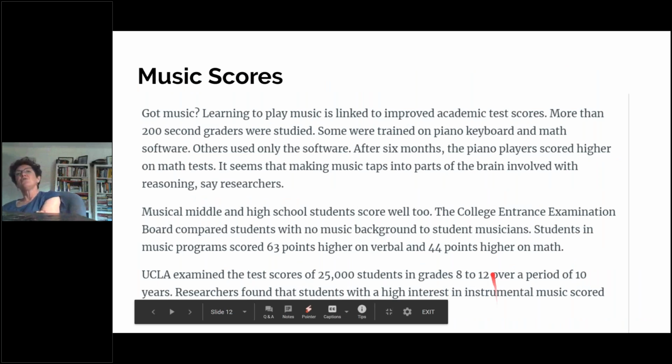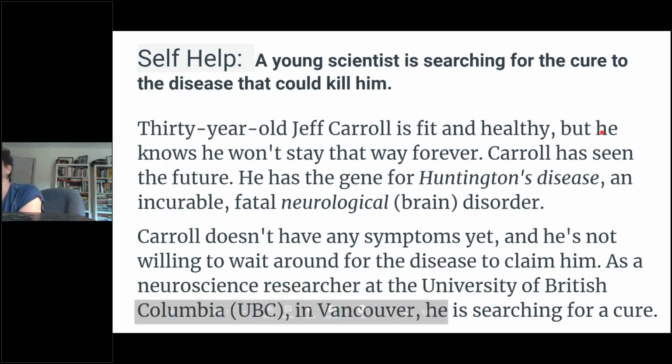What can you infer about Jeff Carroll based just on these five sentences? He has an incurable, fatal neurological disorder. And what is he doing?